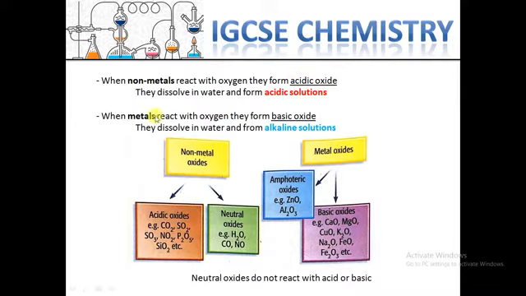But when metals react with oxygen, like metals in group 1 and group 2, as I explained before, they can easily react with oxygen of the air or oxygen of the water. They can form basic oxides, here metal oxide. Metals can react with oxygen and make a metal oxide, or basic oxide. If those substances dissolve in water, they can form an alkaline solution.